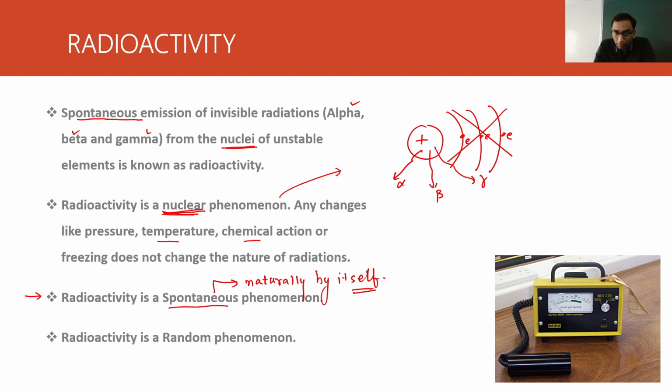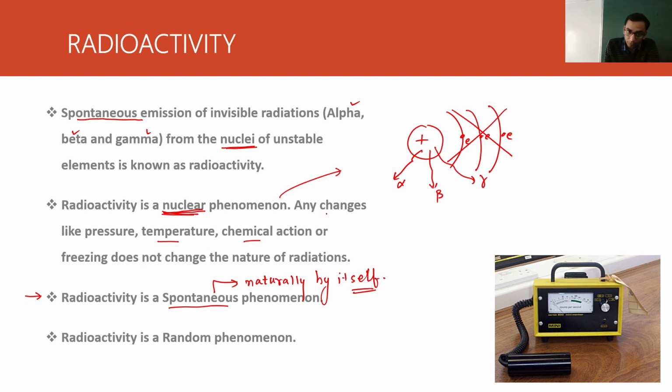That is what I'm going to come up to. So naturally, by itself, means we don't give instructions that, "Okay, nucleus, start emitting the radiations." It happens on its own in nature. So the radioactive substances do not wait for anybody's permission. Their nuclei themselves start emitting the alpha, beta and gamma radiations by themselves. So it is a natural phenomenon. We humans do not induce the radioactive phenomenon.